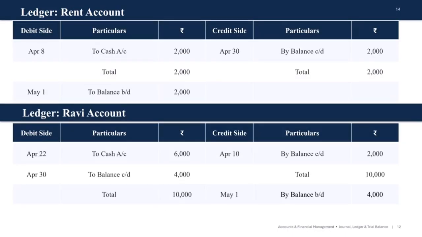And this slide shows the rent account and Ravi account. The rent account records the shop rent paid by the business, whereas the Ravi account records credit purchases from Ravi and the amount paid back to him. After balancing the account, the remaining amount payable to Ravi is 4,000.